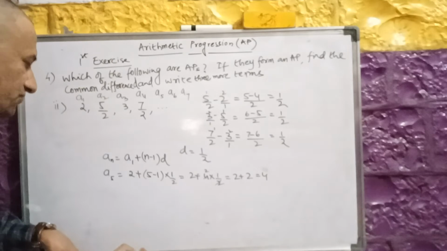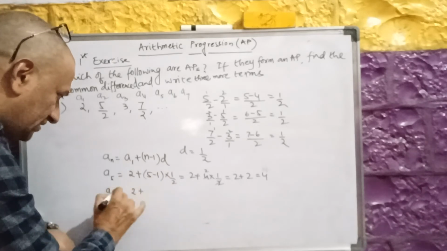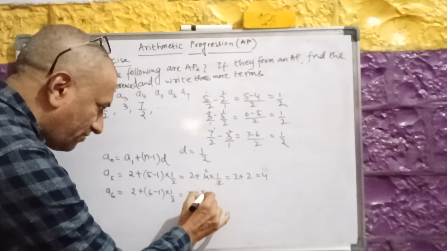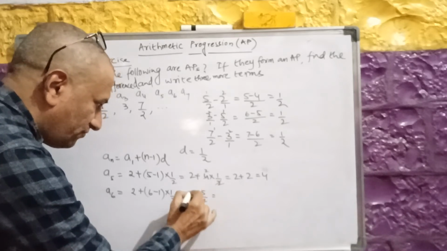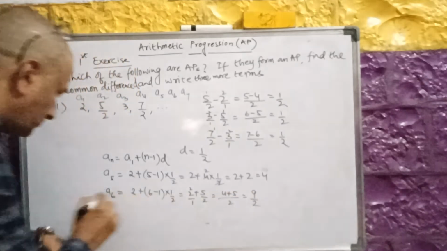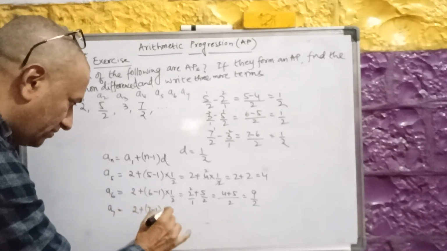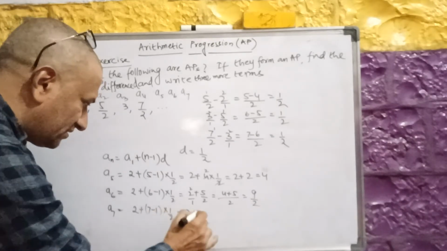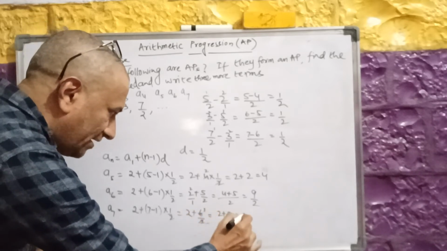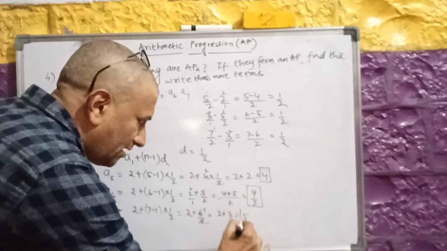is 4. So A5 is 4. Same way A6 is A1 plus 6 minus 1 into half, which is 2 plus 5 into half, that is 5/2. If I take the LCM, 4 plus 5/2 is equal to 9/2. Same way A7 is 2 plus 7 minus 1 into half, which is 2 plus 6/2, so 2 plus 3 is equal to 5. So the next three terms are 4, 9/2 and 5.